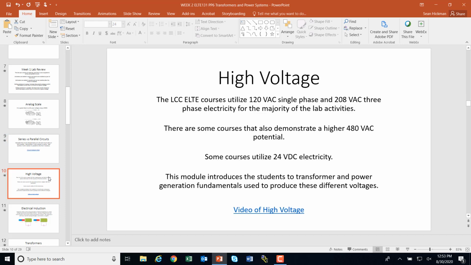Okay, now that you're done with that, we want to talk a little bit about high voltage. So the LCC ELTE courses on our power supplies primarily use 120 VAC on our Lab-Volt supplies and 208 volts three-phase. That's what most of the lab activities and many of the courses use. There's a couple of courses where we demonstrate higher voltages.